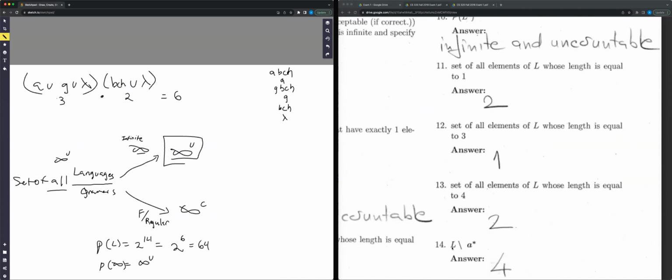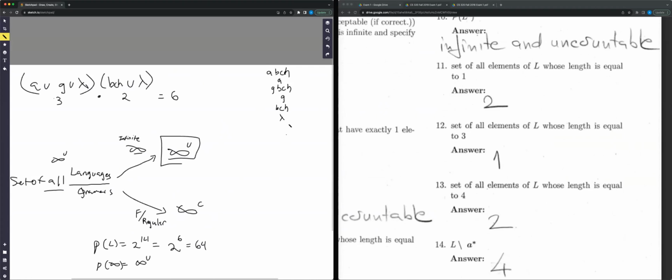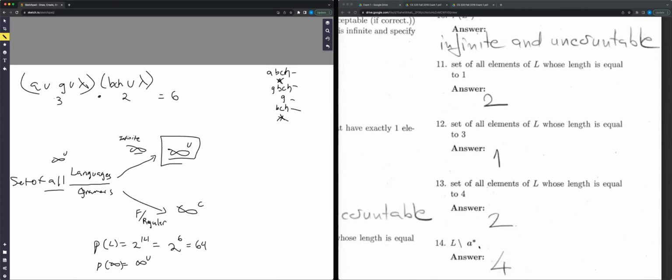This says in L, but not in A star. Remember, A star is any number of A's, including 0. So how many strings are in A star? A is in A star. Lambda is in A star. But all of these are not in A star, right? They all include characters that aren't A's. So therefore, there are 4 strings in L that are not in A star.